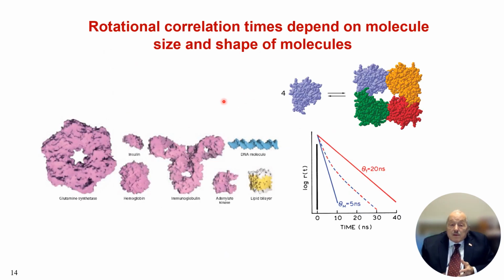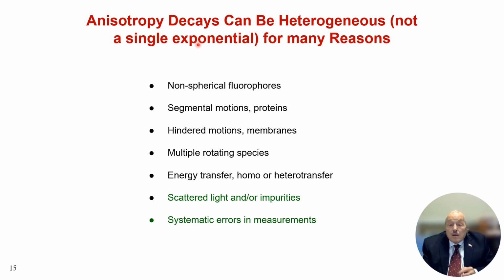So the rotational correlation times depend on just about everything. It's very nice because they're sort of linear with molecular weight, but you know, a protein comes in all shapes and sizes, as does DNA, and they undergo association reactions. So let's look at some of those examples. What can give you a heterogeneous anisotropy decay? I'll talk about these two first, which we're not going to discuss today.